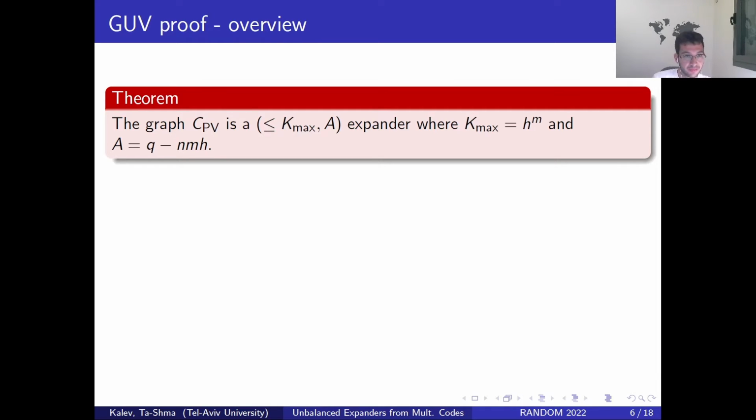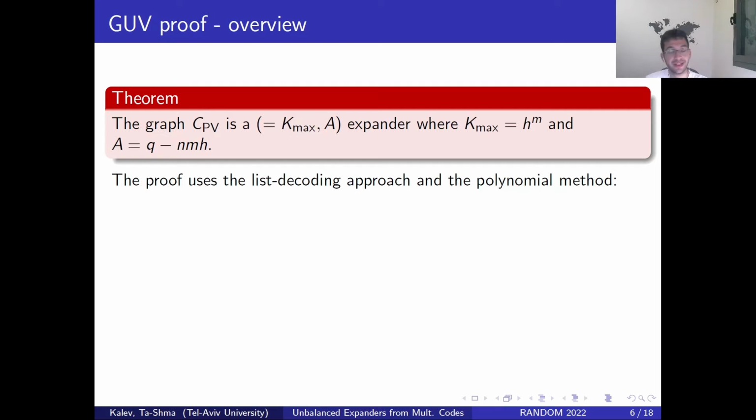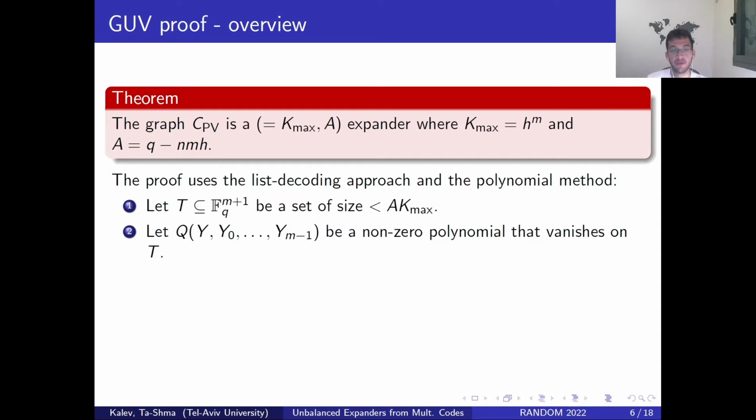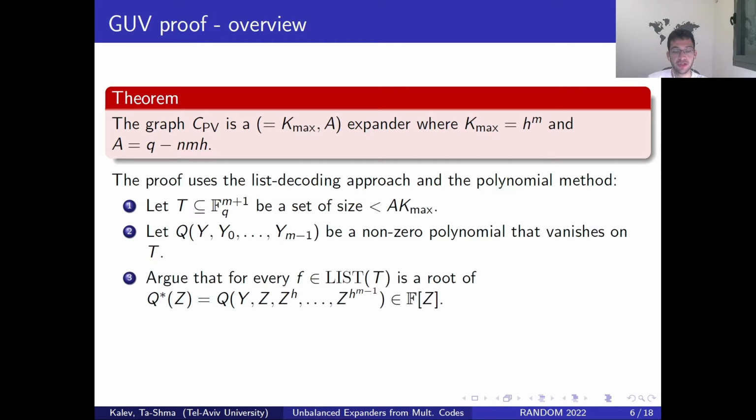So now let's consider the proof. And the proof uses, obviously, the list decoding approach in combination with the polynomial method. So we let T be a set of right vertices of size less than A K max. We let Q be a non-zero polynomial that vanishes on T. And after that, we argue that every polynomial in the list is actually a root of the univariate polynomial Q star of Z, where Q star of Z is just the polynomial Q where we substitute, instead of y_i, z to the power of h to the power of i.